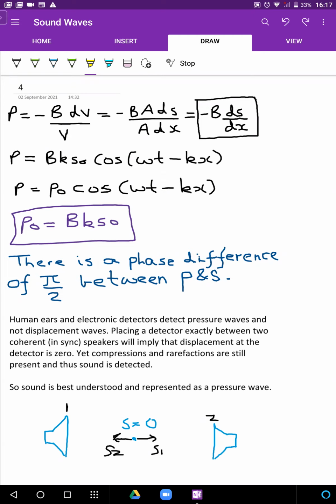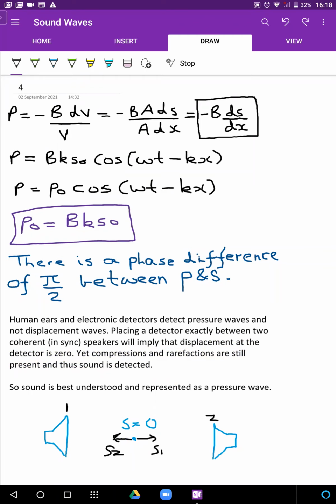So what is really happening if you place a detector there? Although the displacement at the middle of those two speakers is zero, yet compression and rarefaction pulses are still present, and thus sound is detected. You still have the neighboring particles coming close to this point at some time, thereby a compression, and neighboring particles going far away at some time, thereby a rarefaction. Sound will be detected in that manner.